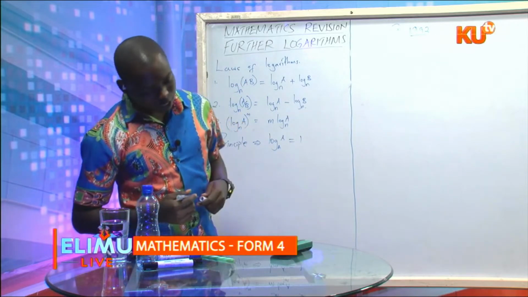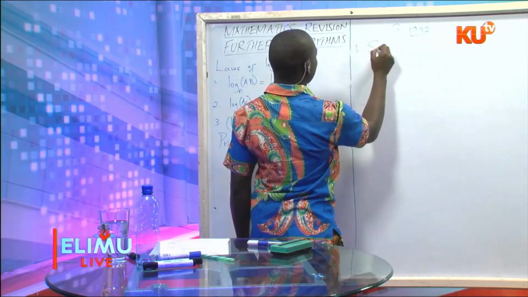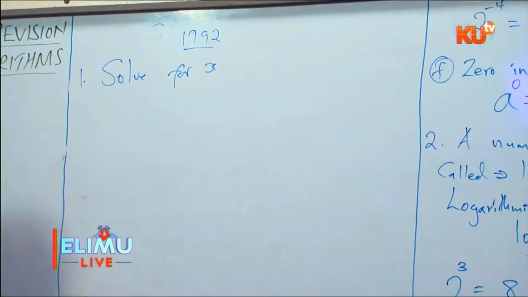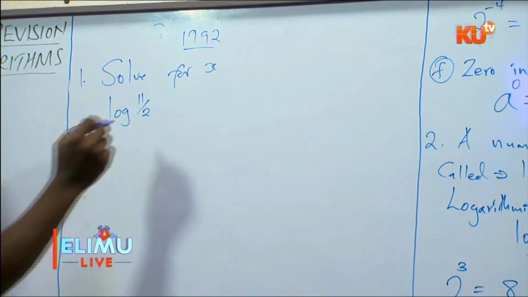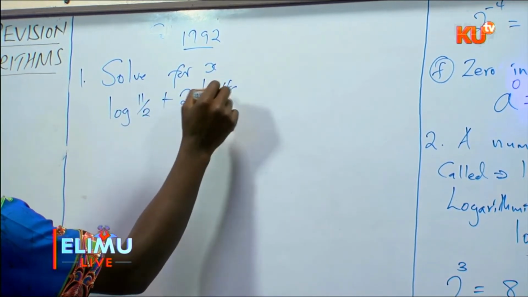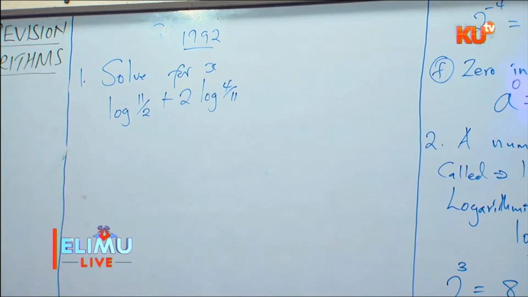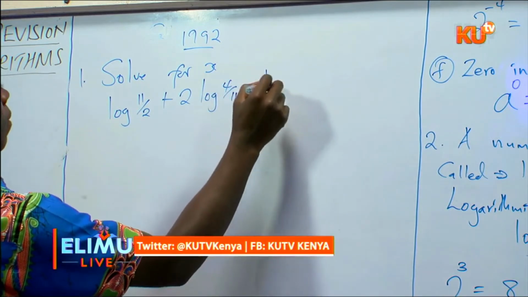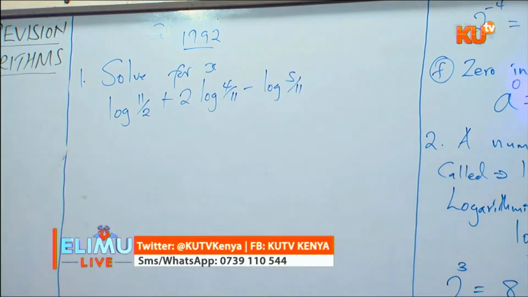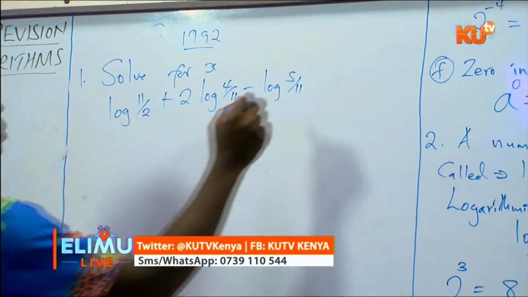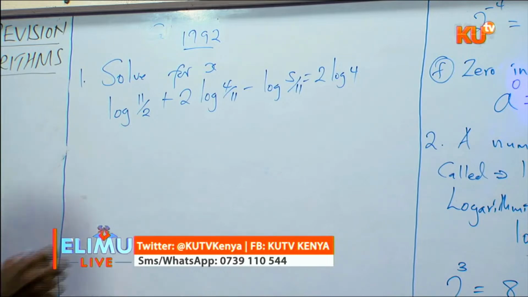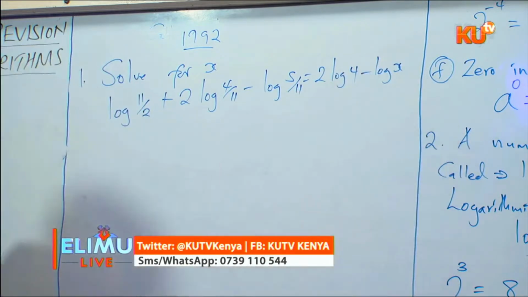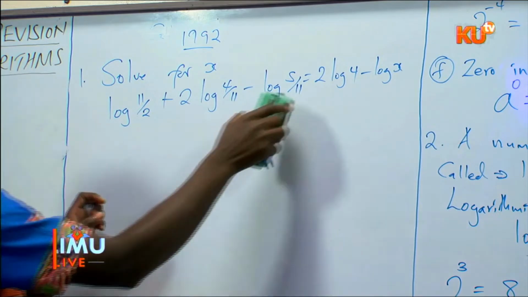In 1992, we were to solve for x in log 11 over 2, plus 2 log 4 over 11, minus log 5 over 11, is equal to 2 log 4, minus log x, where this is 5 over 2.